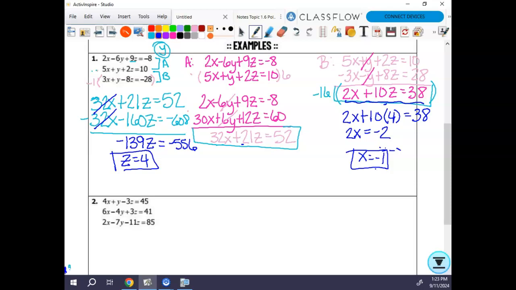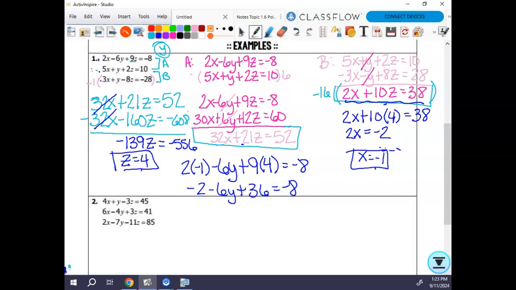Then I substitute both of these back into one of these, but it doesn't matter which one. Do y'all want to do 1, 2, or 3? 1? Okay, so we're going to get 2 times negative 1 minus 6y plus 9 times 4 equals negative 8. So this gives me negative 2 minus 6y plus 36 is negative 8.